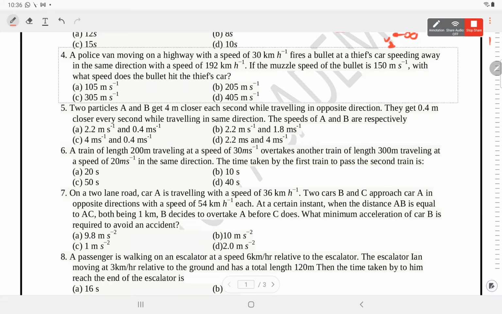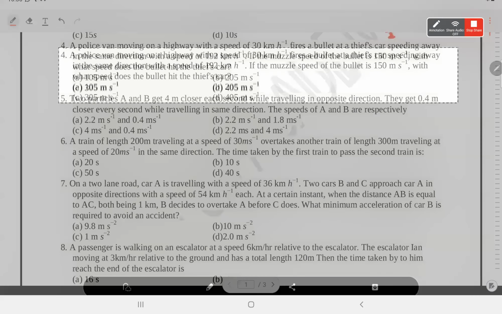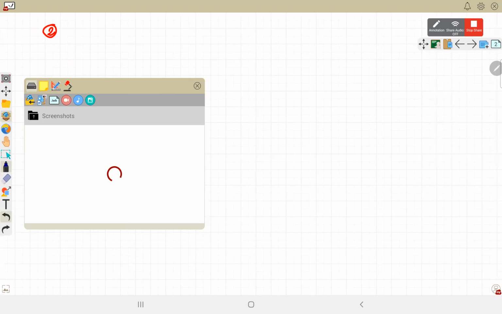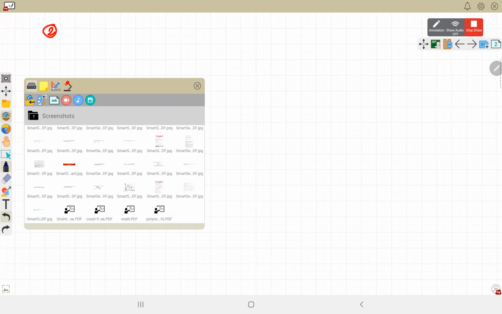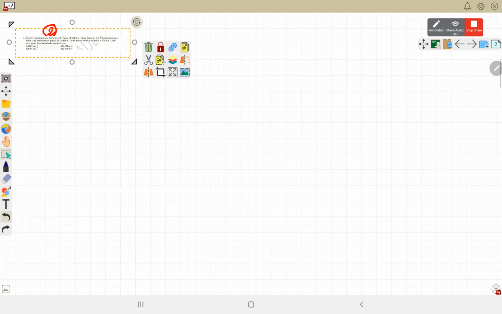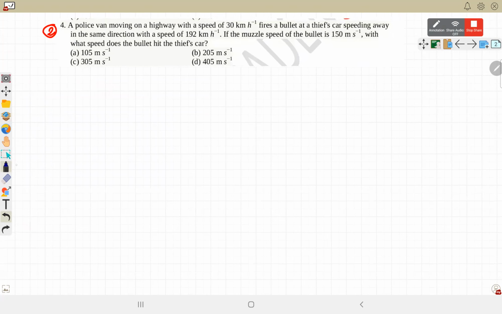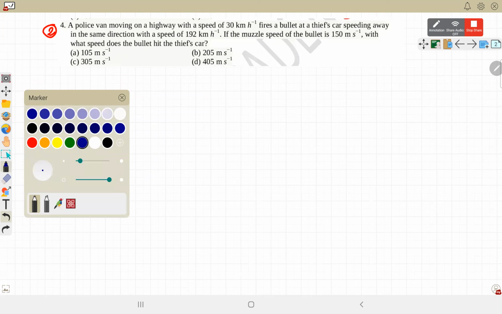Let's picturize this in a format that we can visualize the question. That is a very important step when you solve the question. You have to make a rough diagram to understand the situation. So here a police van is chasing the thief car, and a police van is on a highway moving. So this is the police vehicle, police van, and there is a gun on it.